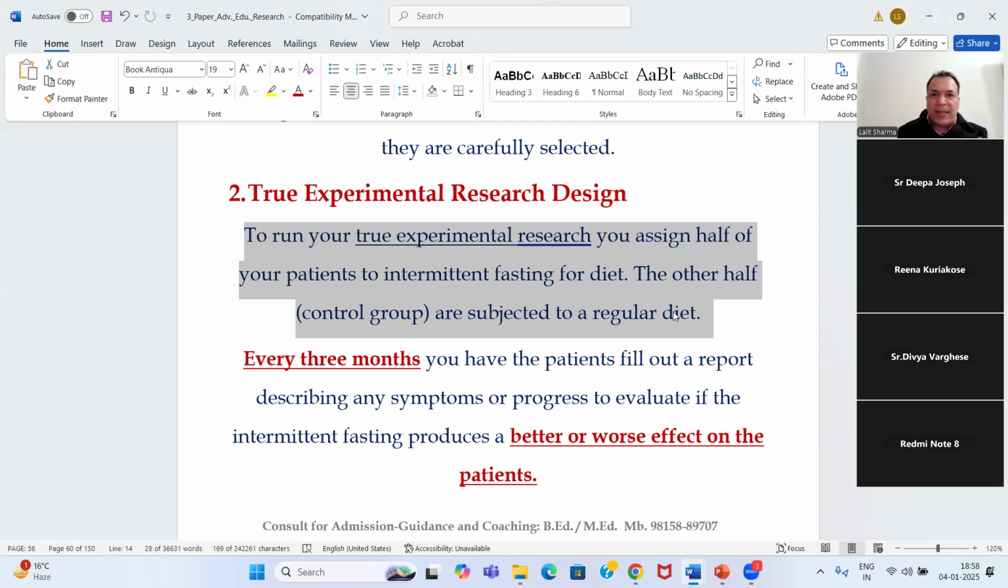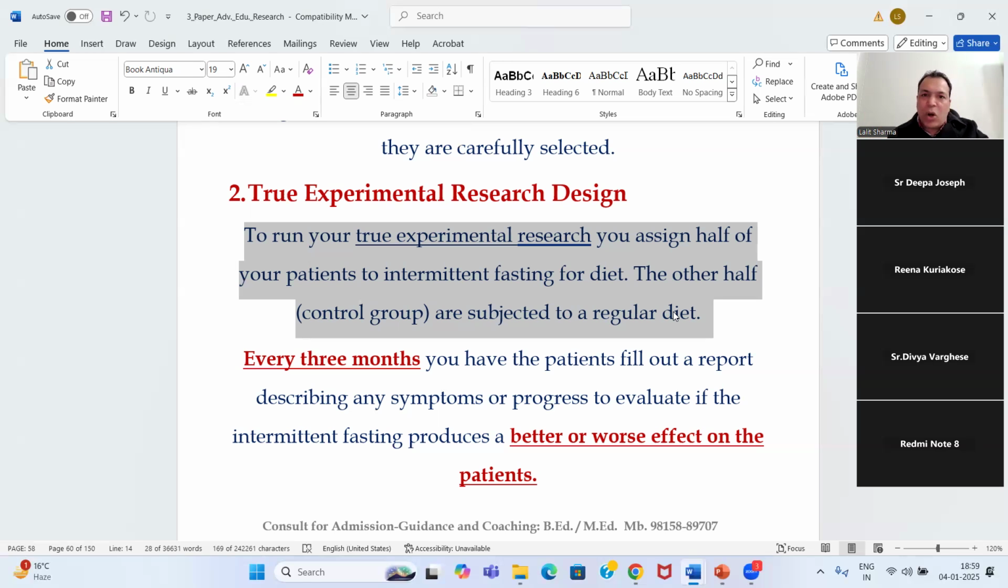Okay. Maybe there is one research where they want to know whether intermittent fasting affects health or not. Okay, they want to see the result. So you know what the researcher has done. Okay, for example, there are 100 participants. Samples, like your sample of 100 students you have selected, right? 100 students, 100 patients. So the researcher has divided the 100 students into two groups.